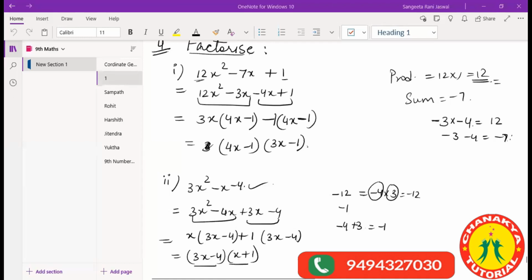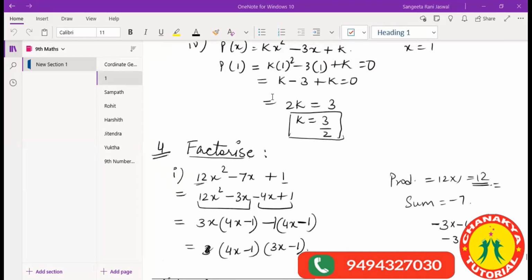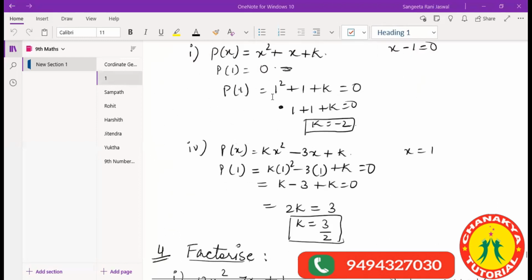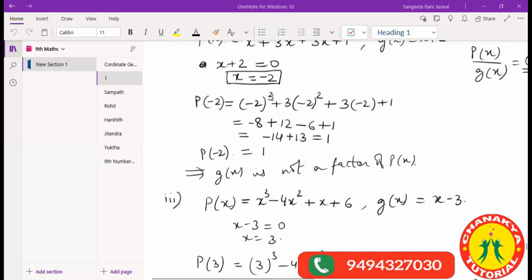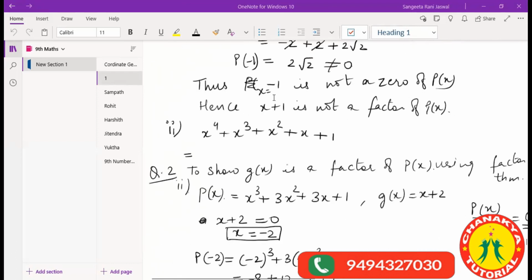Okay, we were doing these sums, right? Factorize sums. Okay. So recall yourself what did we do in that previous class? Hello?